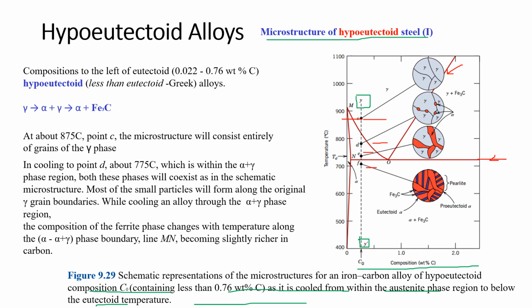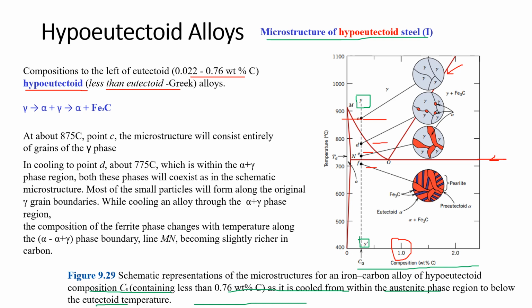Hypoeutectoid alloys have compositions to the left of the eutectoid, from 0.022 to 0.76 weight percent carbon. Hypoeutectoid is a Greek-derived term; hypo means less than the eutectoid. So it is less than the eutectoid composition of 0.76. This is 1 percent over here, so if we decrease it, it is less than 0.76 percent.